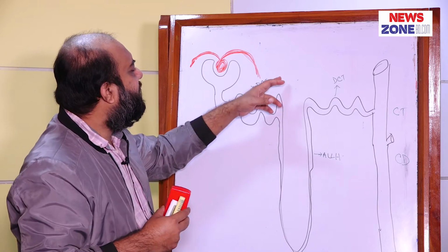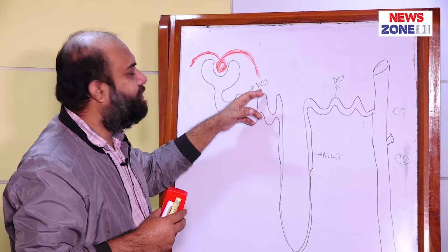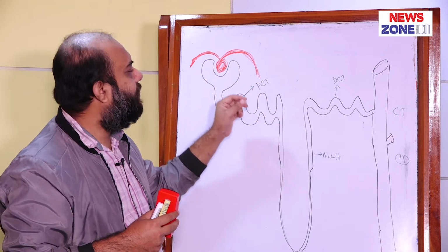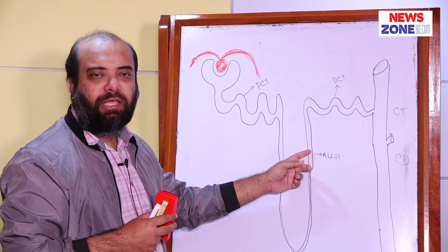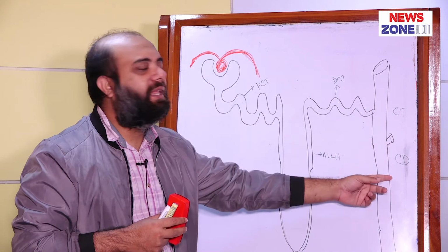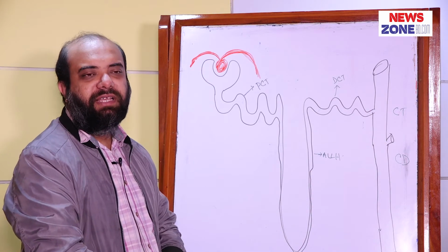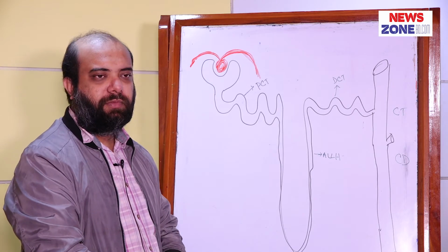So, at first, from where is the sodium ion reabsorbed? Sodium ion is reabsorbed from the proximal convoluted tubule, thick segment of the ascending limb of loop of Henle, distal convoluted tubule, collecting tubule, and then collecting duct. From these segments of the renal tubules, sodium ion is reabsorbed.